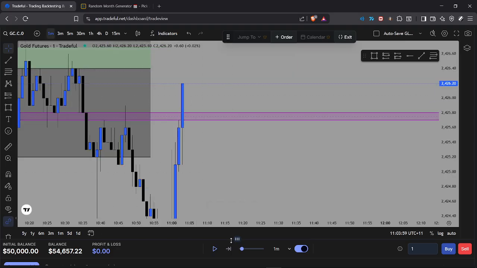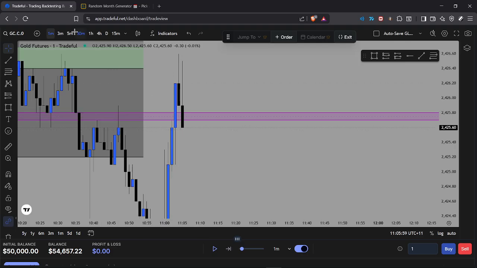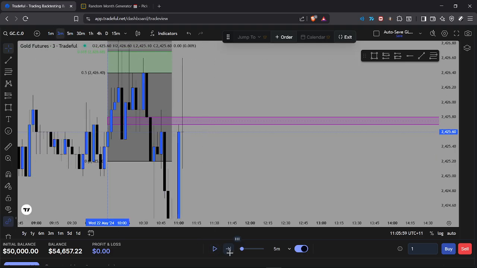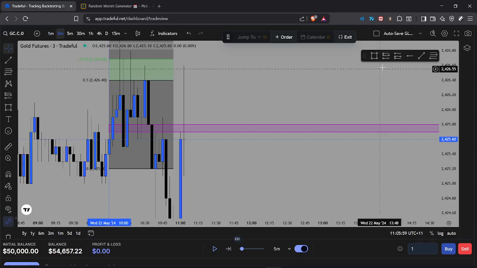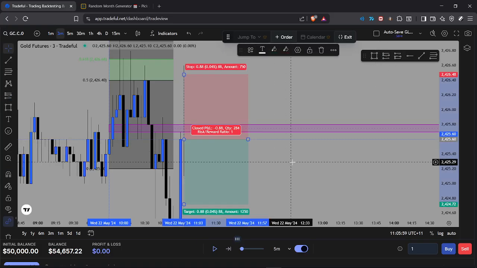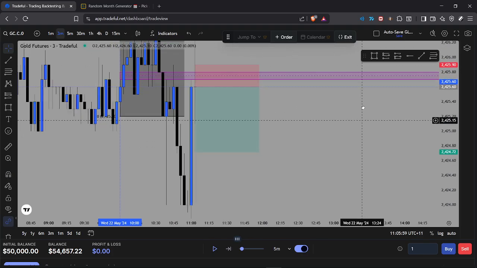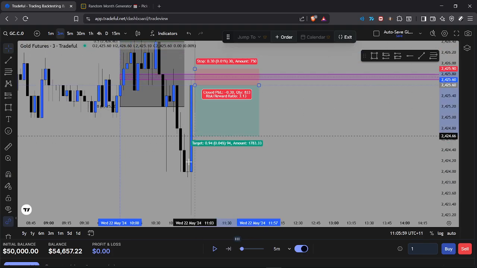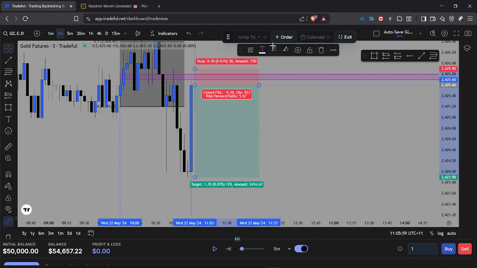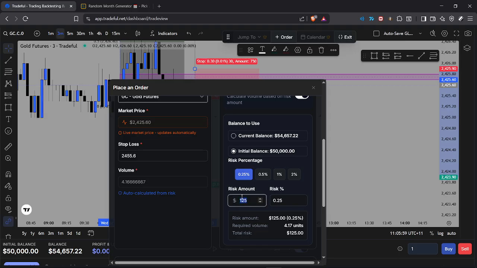$11.03, $11.05. Yet now we can take this short, I think. I think this one's valid now. Put stop there. TP right there is already pretty good. 300. 2425.9.